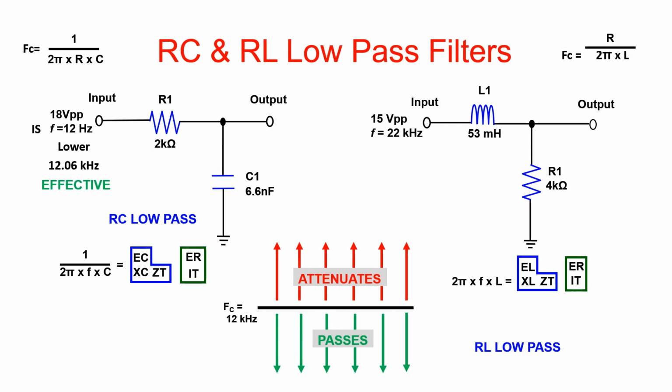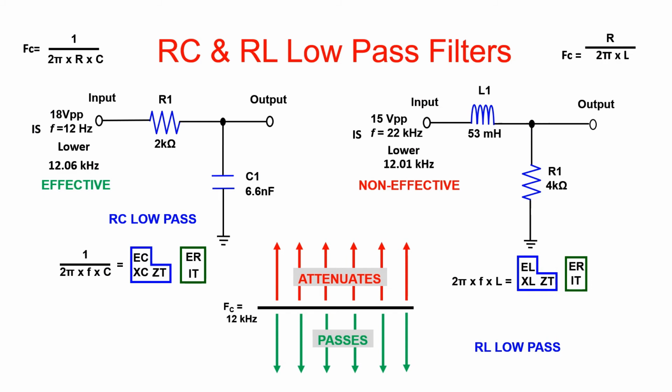Now to identify an RL low pass filter. Do the 2 components in the circuit remind you of anything? I would say that the resistor looks like mountains and that the inductor looks like hills. So if the hills are over the mountains, it's a low pass filter. If the mountains are over the hills, it's a high pass filter. Now to determine if this RL low pass filter is effective. The formula for calculating FC is R divided by 2 pi times L. So go ahead and punch in the values and use the trick to tell me if it's effective or not. Is 22 kHz lower than 12 kHz? No. This means the output of our filter is not effective.